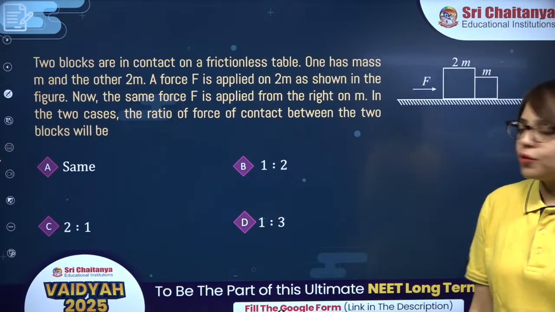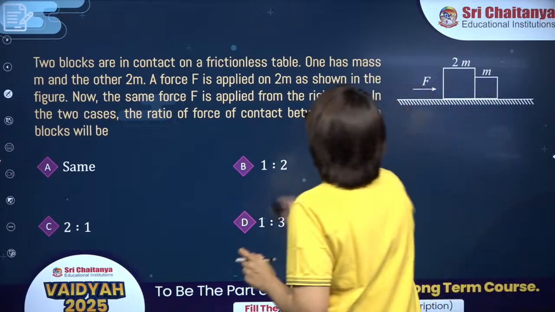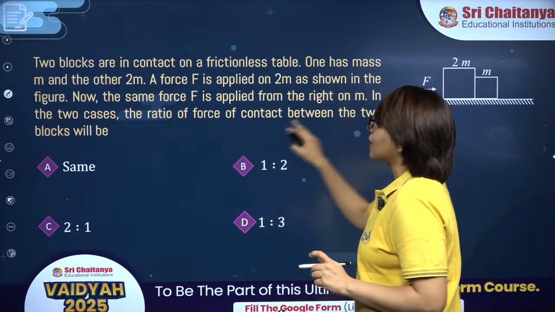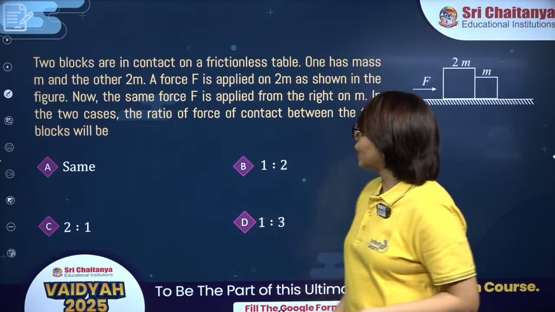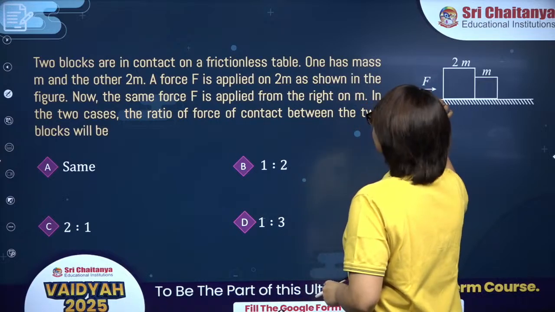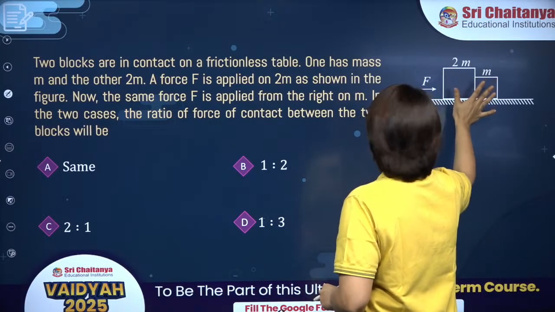Alright, next is this one. This is from laws of motion. Two blocks are in contact on a frictionless table. One has mass m and the other one has mass 2m. A force F is applied on 2m as shown in the figure.